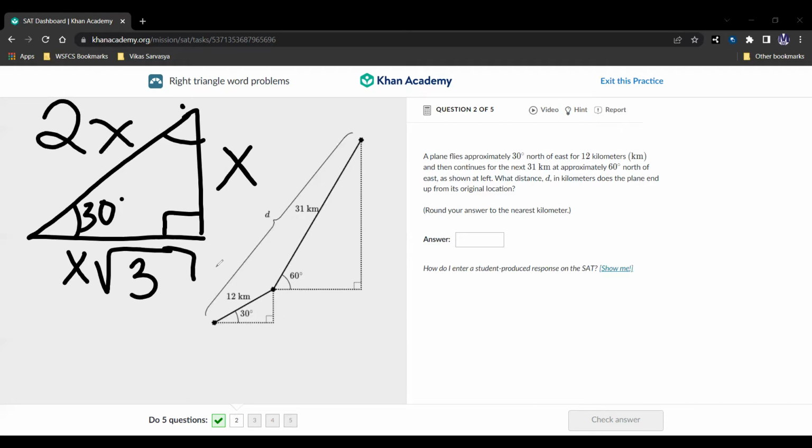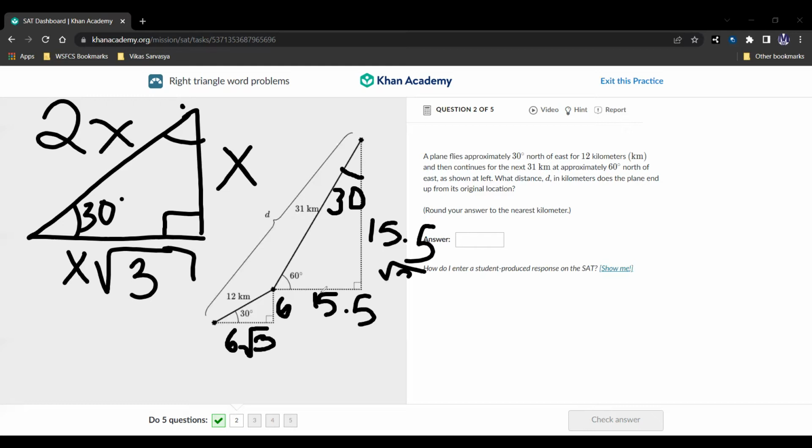So since this 12 is going to be 2x, x is going to be 6. So then x here is going to be opposite 30 degrees, and that's going to be 6. And down here, this is just going to be 6 times the square root of 3. You can do the same thing on this one, knowing that this is 30 degrees, and that 31 is the 2x, so x equals 15.5. This is 15.5. This is 15.5 root 3.